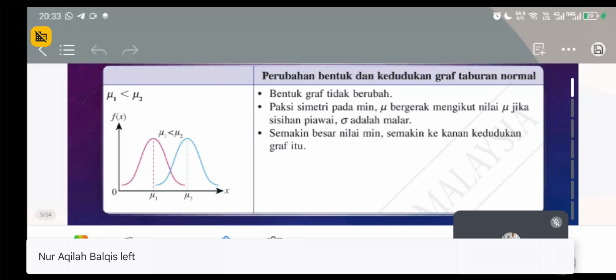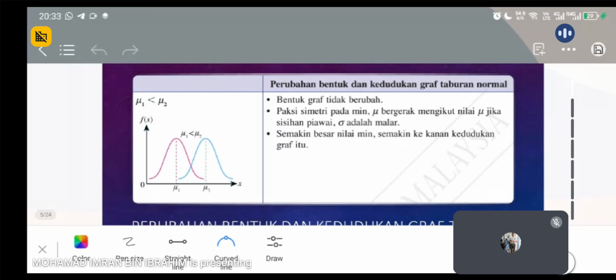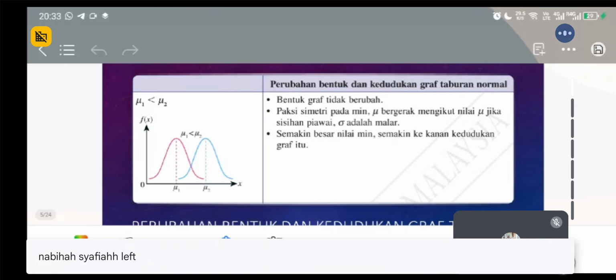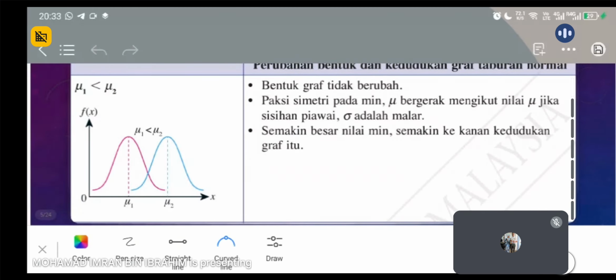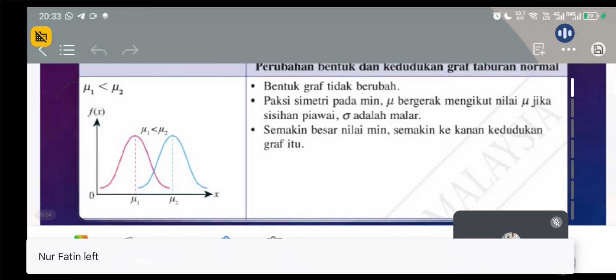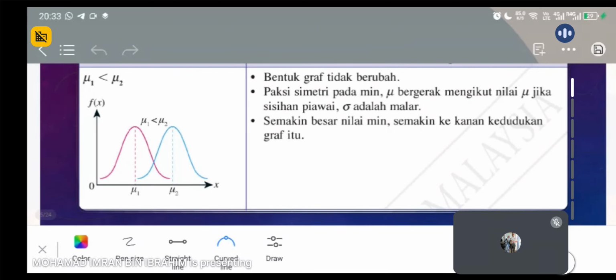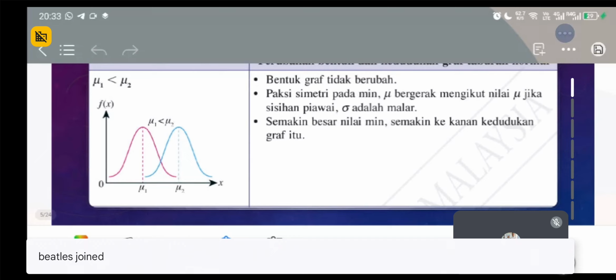Okay, the shape of the graph does not change. Look at that. The shape of the graph is the same, but the graph moves according to the value of the mean. So, which means the larger the value of the mean, the further to the right the position of the graph. The shape of the graph stays the same, but the larger the mean is, the more to the right the position of the graph. Hopefully you guys understand by now.